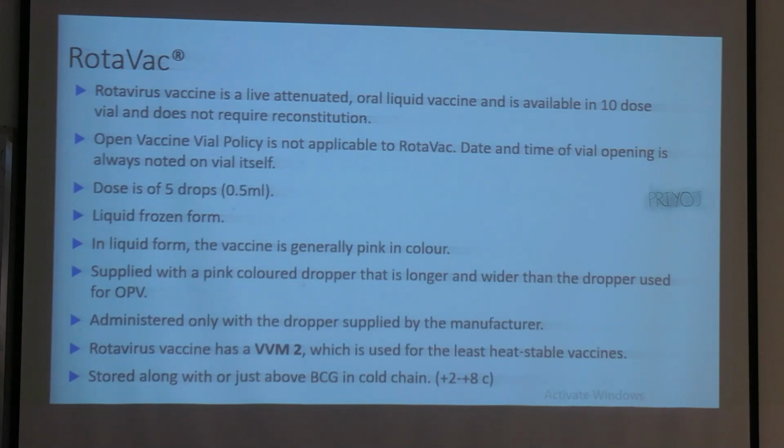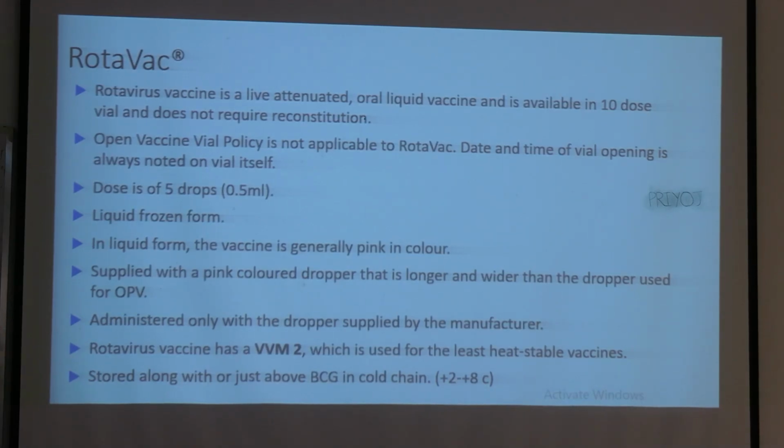Coming to the first, Rotavac. It is a live attenuated oral liquid vaccine and is available in a 10 dose vial and does not require reconstitution. Open vial policy is not applicable to Rotavac. Dose is usually 5 drops, 0.5 ml. It comes usually in liquid frozen form. In liquid form, the vaccine is generally pink in color.